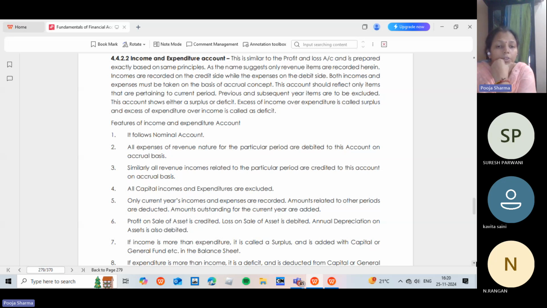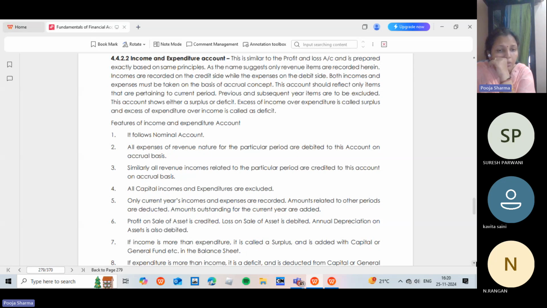Profit on the sale of assets is credited, shown on the income side. Loss is debited, or you can deduct it. There are two treatments: you can show it on the debit side or you can deduct it; both treatments are the same. Annual depreciation is an expense and should be debited. All the losses and all the expenses should be debited.